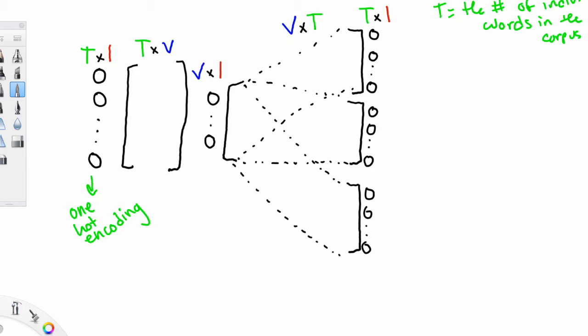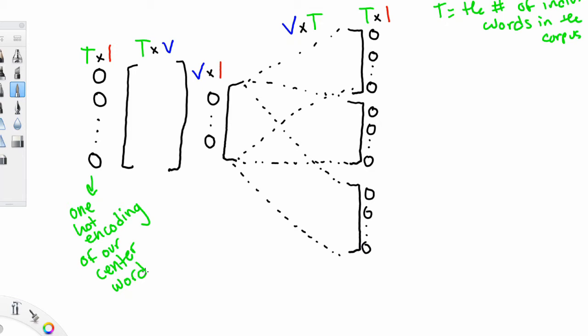So we know what our input layer is. It's just a one-hot encoding representation of our center word. And that makes sense. In our neural net, we want to know, given a center word, what are the context words most likely to be. So a one-hot encoding of our center word at the current spot in our iteration.